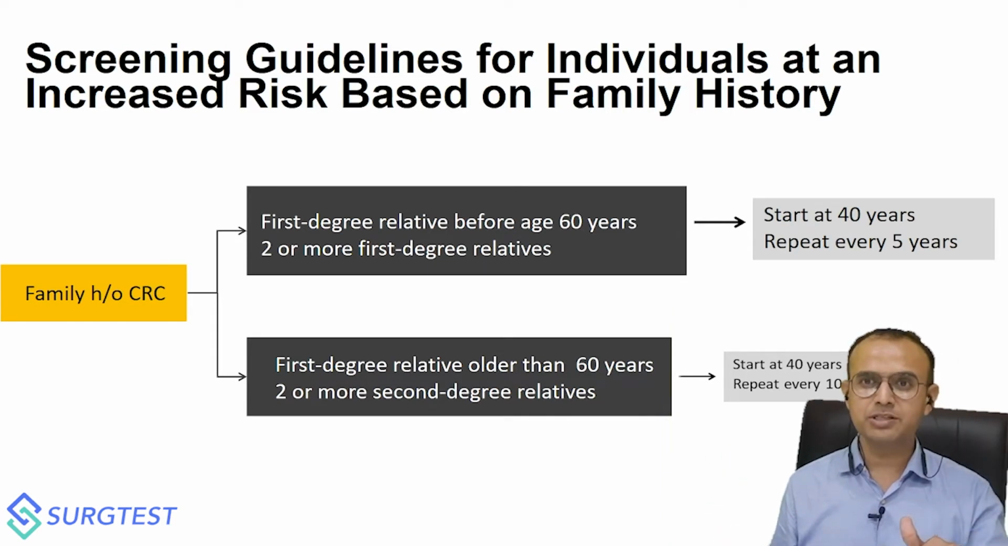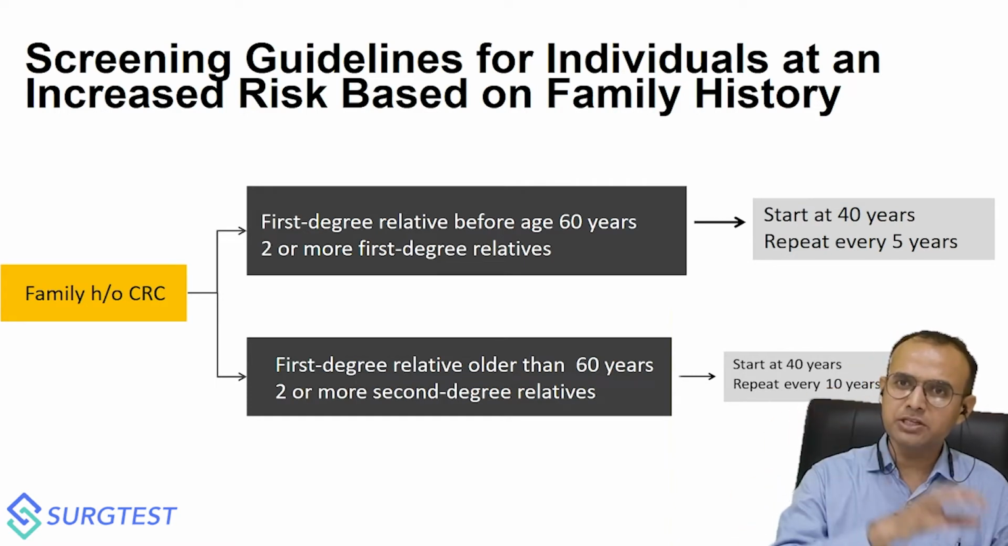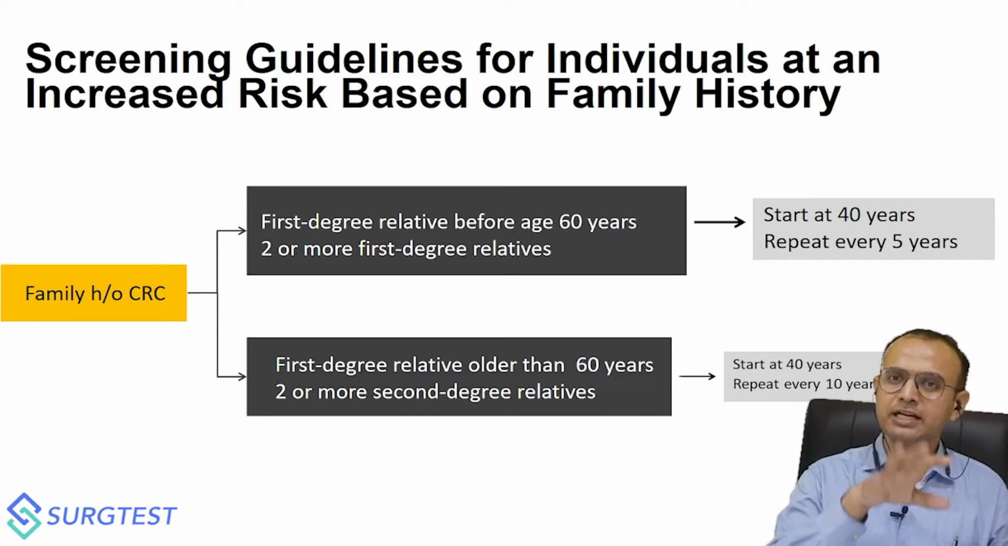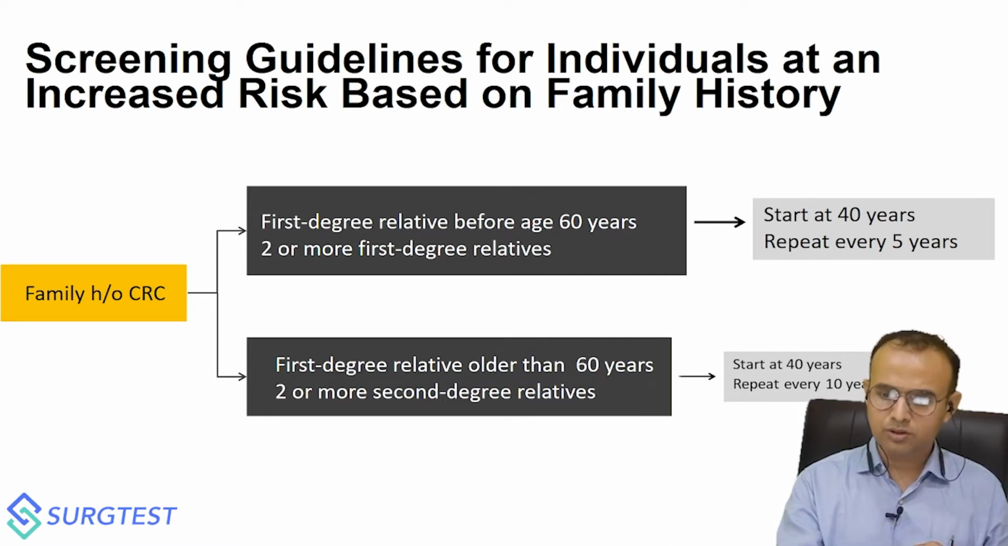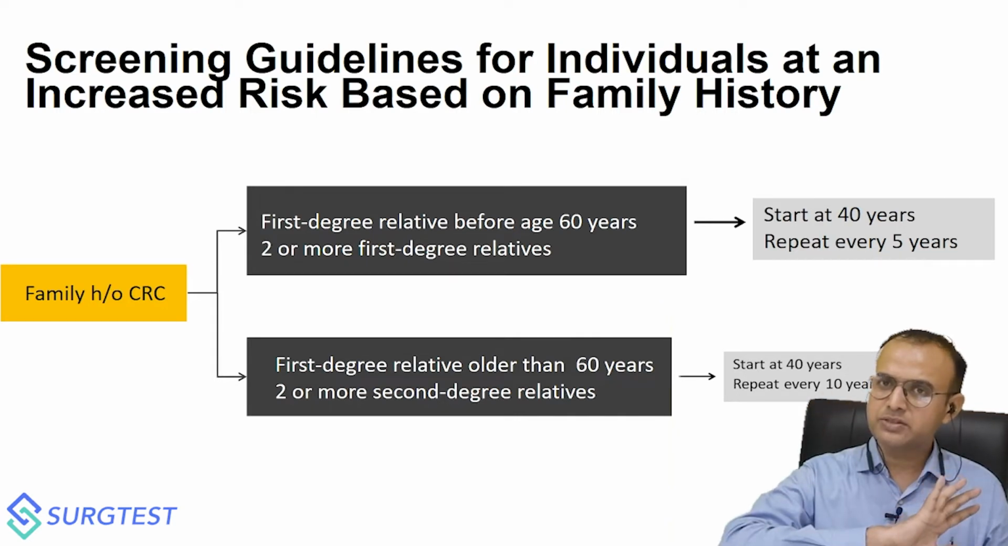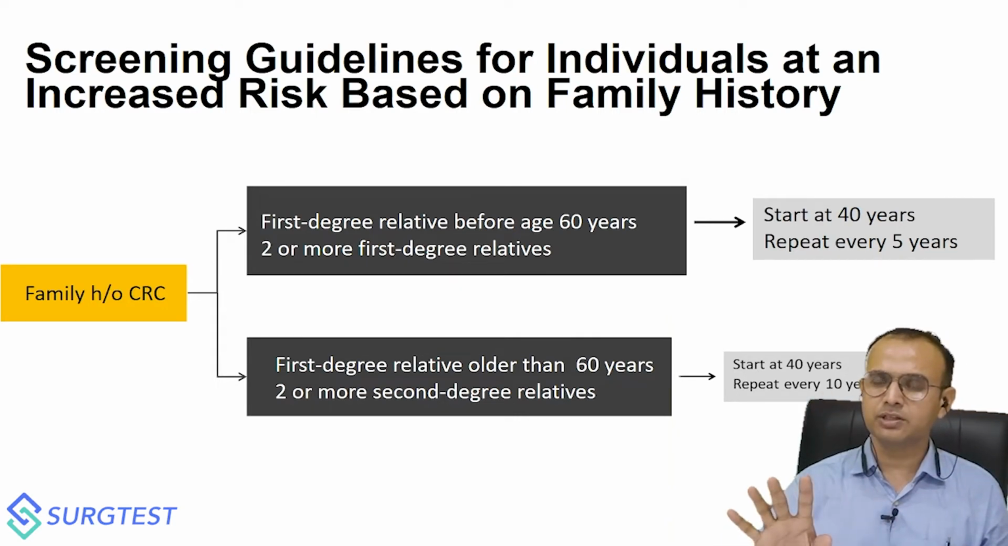Now, high risk patient, the first category we will take is family history. If the patient has a positive family history, then we have to see whether it is a first degree relative. If two or more first degree relatives before 60 years of age are there, then family history is definitely there, and we have to start at 40 because he is high risk.